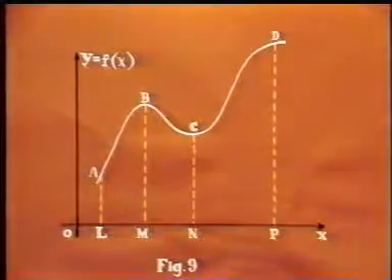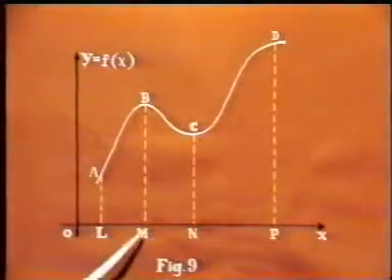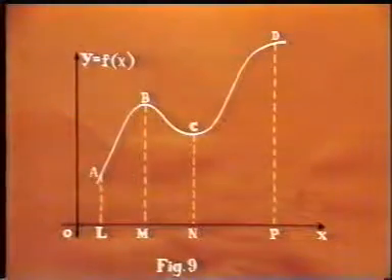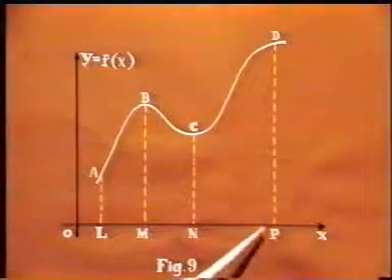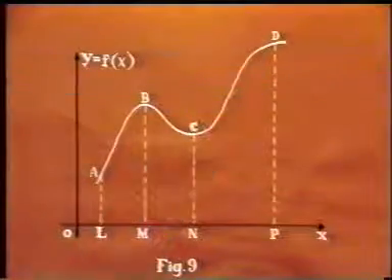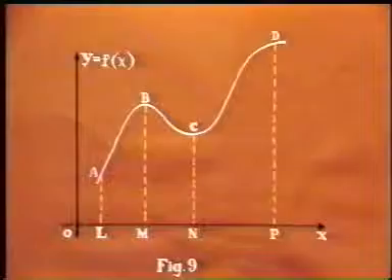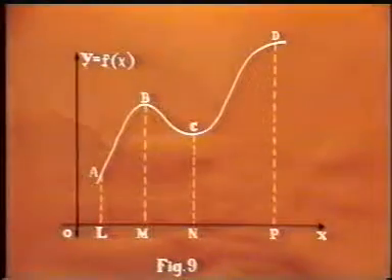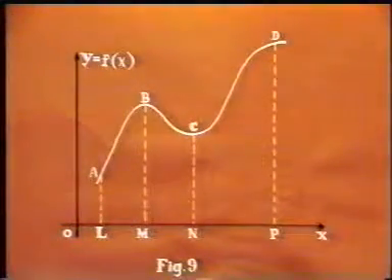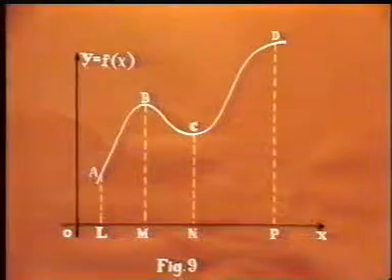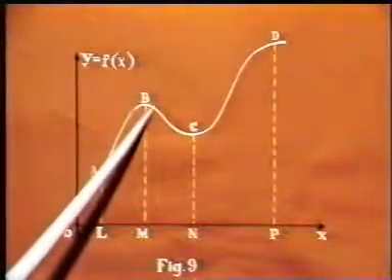The function f(x) has got maximum value MB at the point B. The value of the function PD at the point D is greater than the maximum value of the function MB. Thus, maximum value does not mean the greatest value, although it is greatest in the small neighborhood of the point B.